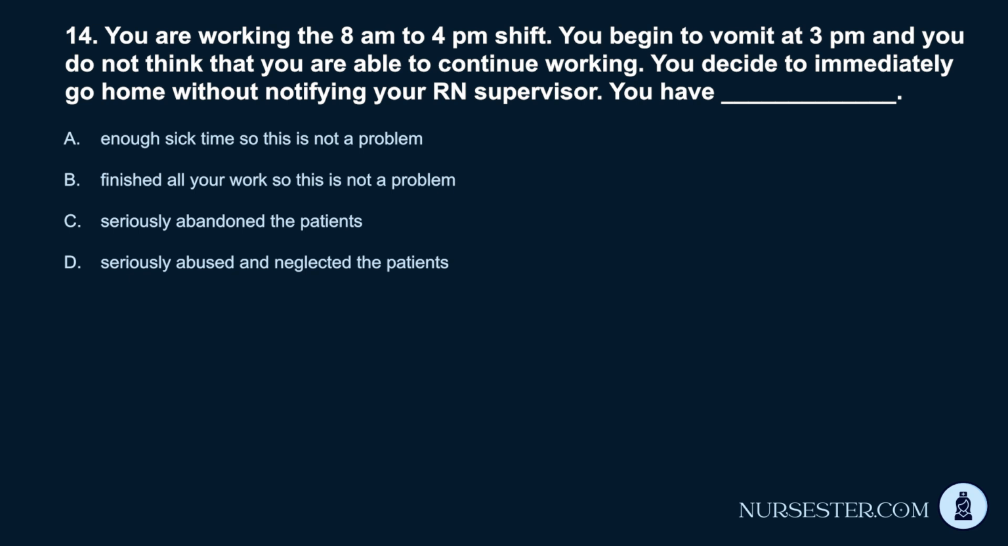14. You are working the 8 a.m. to 4 p.m. shift. You begin to vomit at 3 p.m. and you do not think that you are able to continue working. You decide to immediately go home without notifying your RN supervisor. You have underscore. A. Enough sick time so this is not a problem. B. Finished all your work so this is not a problem. C. Seriously abandoned the patients. D. Seriously abused and neglected the patients.